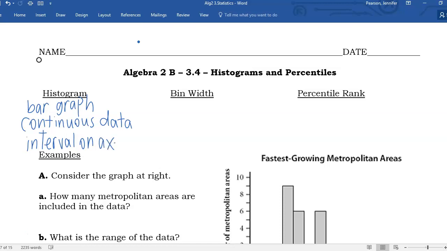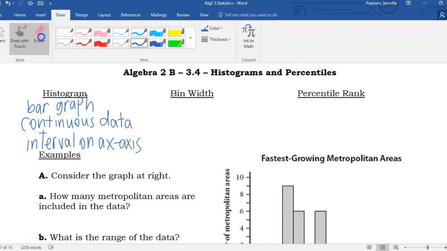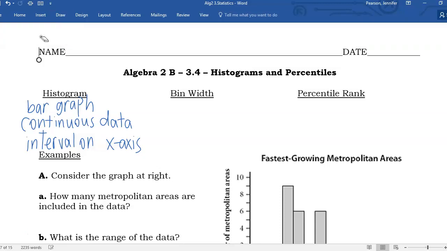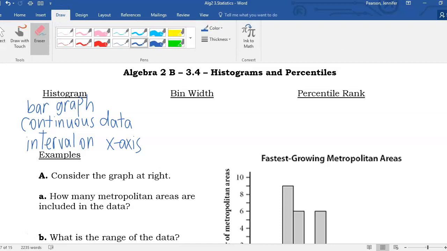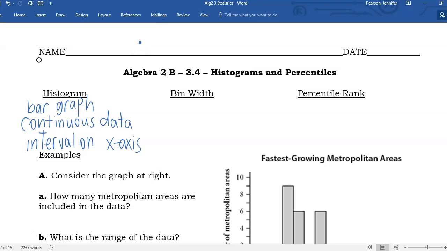On the x-axis. So a true bar graph is going to be like how many reds, how many blues, how many greens, categorical or discrete data. Versus a histogram is going to say how many in this interval, how many between 5 and 10, how many between 10 and 20, how many between 20 and 30, okay?